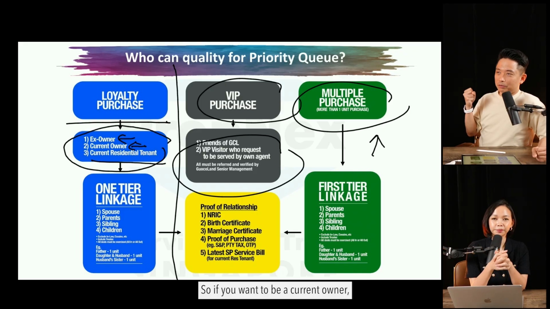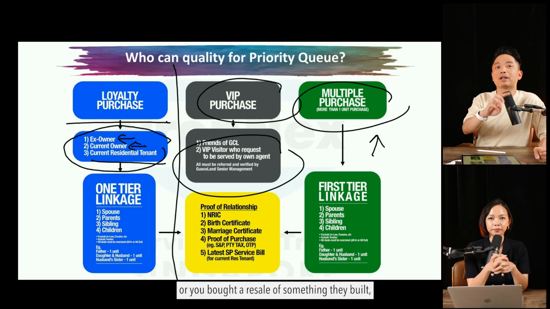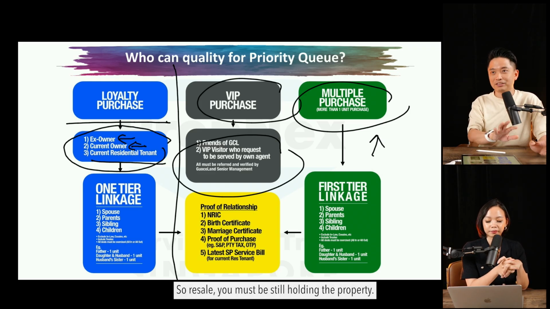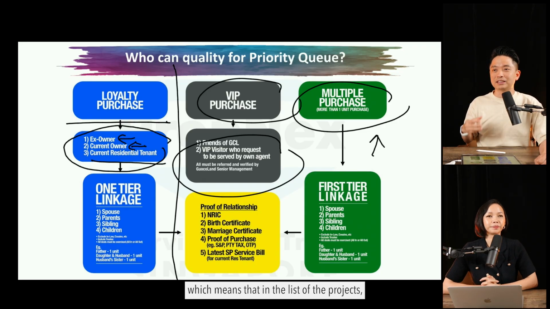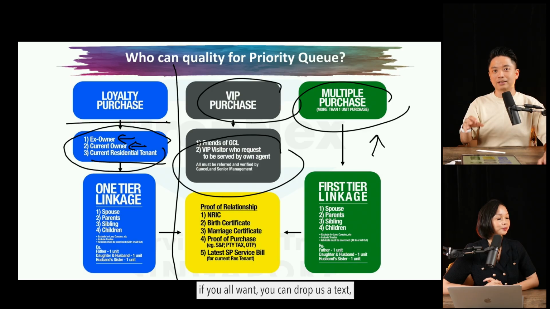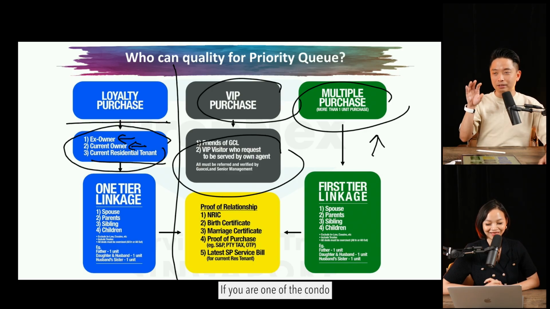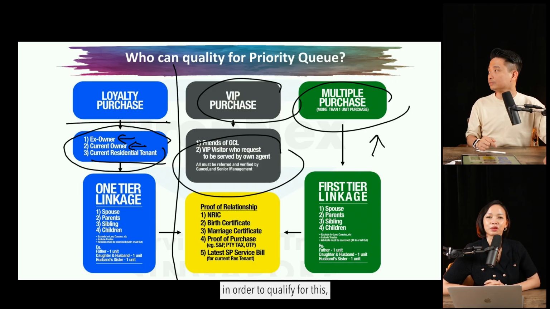Correct. So if you want to be a current owner, it's either you have bought a condo from them or you bought a resale of something that they built, but you're still staying there and you have proof that you're staying there. So for resale, you must be still holding the property. Third is current residential tenant, which means that in the list of the projects, you can drop us a text, we can send you the list. If you're one of the condo that you are a tenant inside, you qualify. Show your SP service bill. If you want to do that now in order to qualify for this, I'm afraid it might be too late. It might be too late.